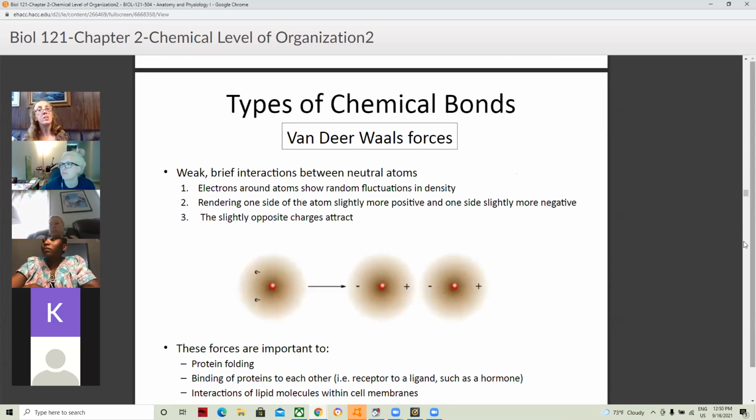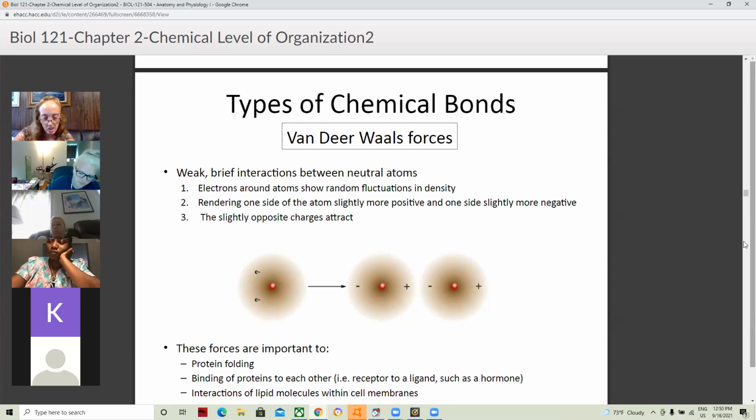So, one last type of bond. Do you remember the other two? We have ionic bonds, we have covalent bonds, and we have hydrogen bonds. One more type of bond: we have van der Waals bonds, or van der Waals forces.